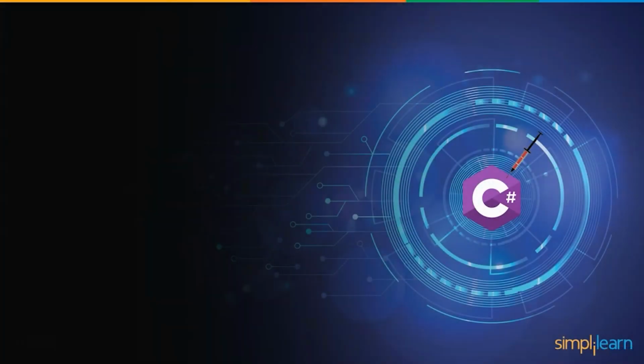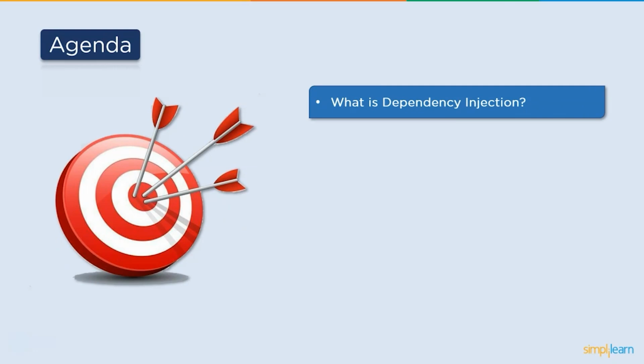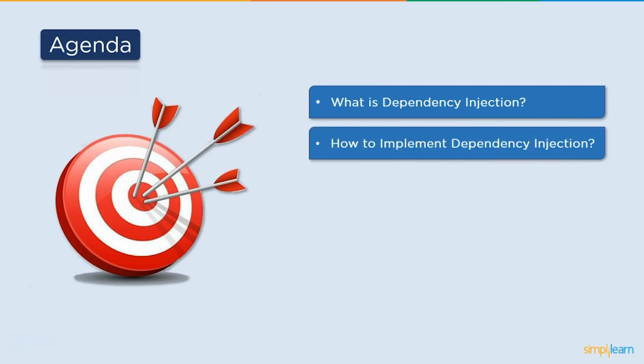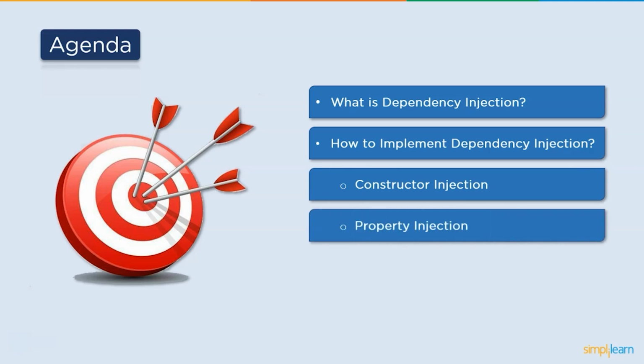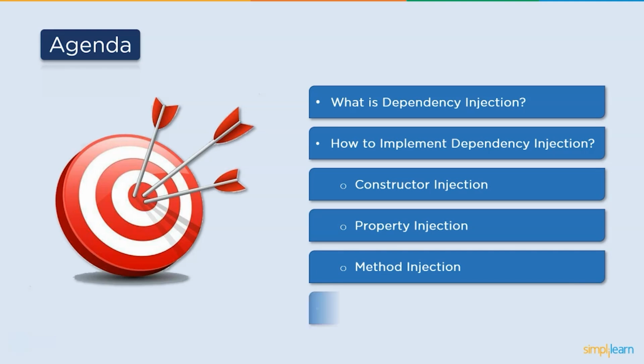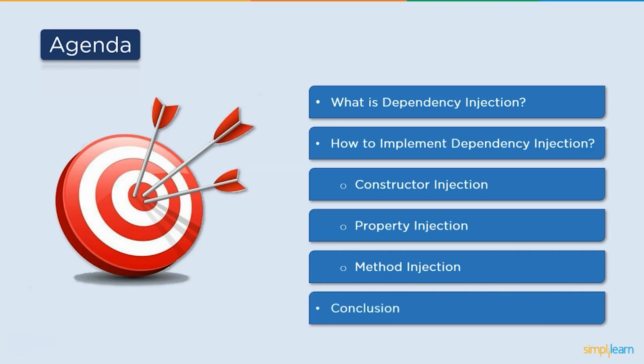Let's look at the agenda for today's topic. We shall begin our session with an introduction to dependency injection. Then, we will discuss the ways to implement dependency injection. First, we will discuss constructor dependency injection with the code implementation. Then we will have a look at property dependency injection, and at last we have method dependency injection. Finally, we will conclude this session with some advantages of dependency injection.